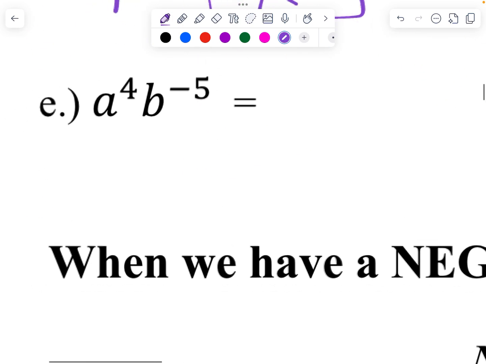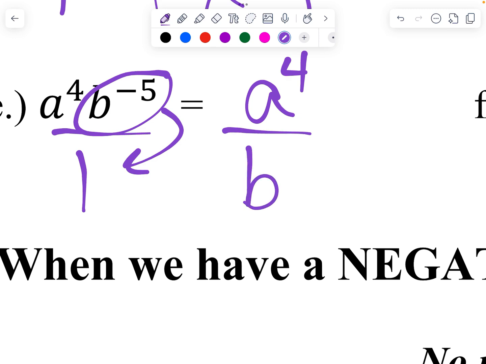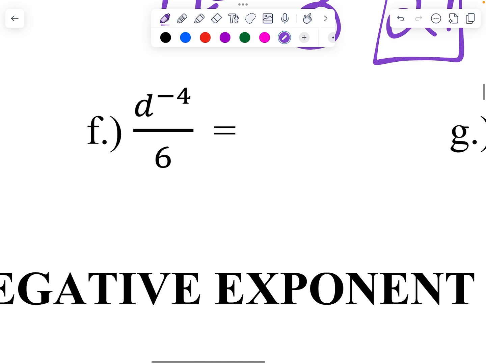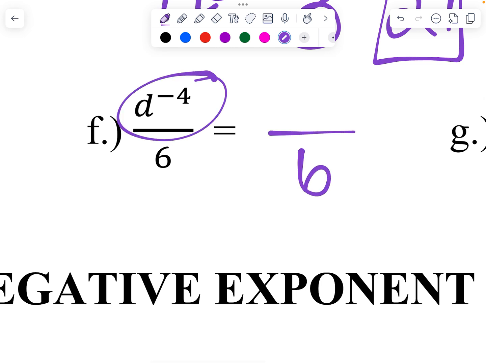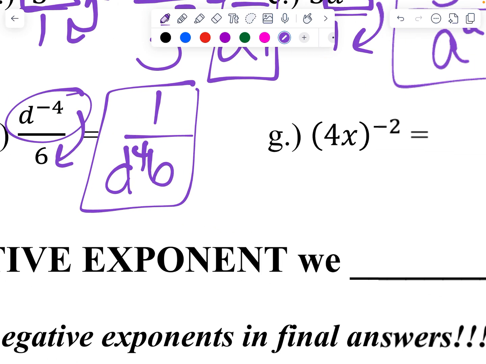All right, letter E, again, if we look at what has a negative exponent, that must get moved. So that a to the fourth is going to stay where it is, but b to the fifth is now going to go in the denominator. Same thing with letter F. I'm only looking at what has a negative exponent. So that 6 is going to stay where it is. D to the fourth will come down into the denominator, and now I'll have a 1 up in the numerator.